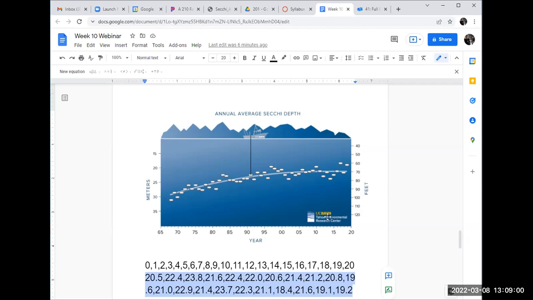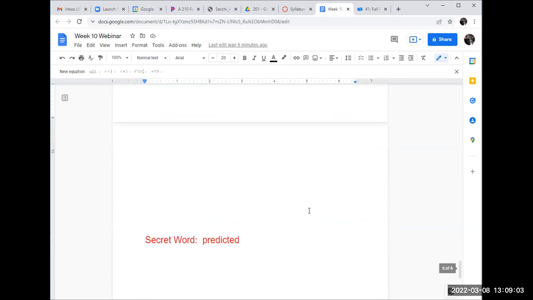Any questions at all on this whole idea of regression analysis?